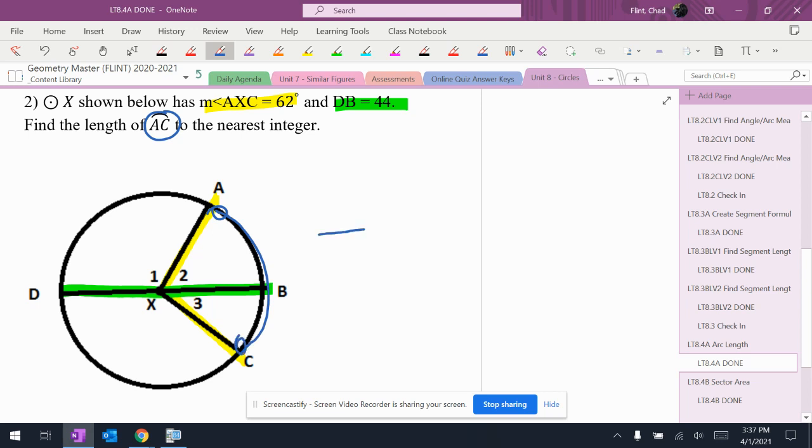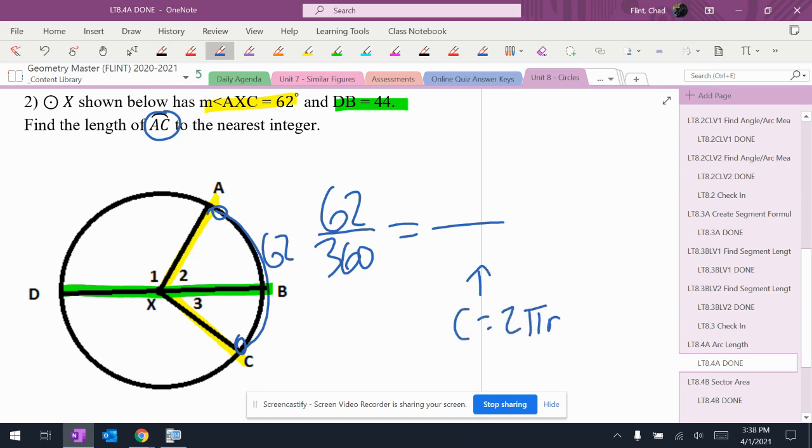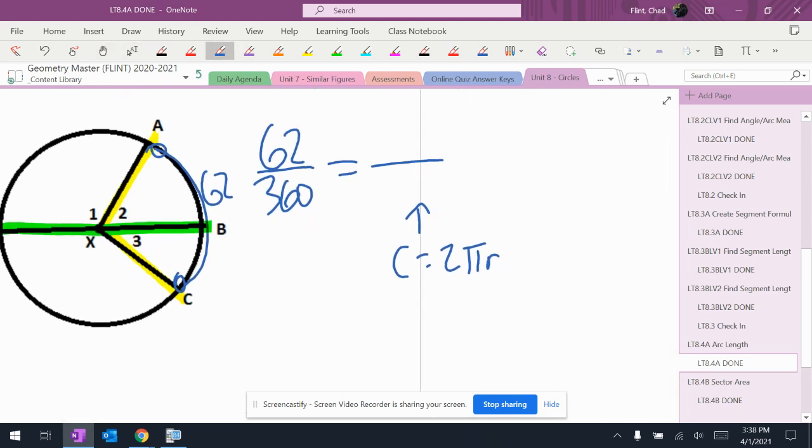So it's an arc length problem, which means it's proportion. It's the number of degrees of the arc over 360. Well, if this yellow angle is 62, then that arc is also 62, because central angles are equal to intercepted arcs. The bottom needs to be the circumference, which is 2 pi r. Green is the diameter, so the radius is 22. And again, I always use 2 pi r, so I'd have 2 pi times 22.